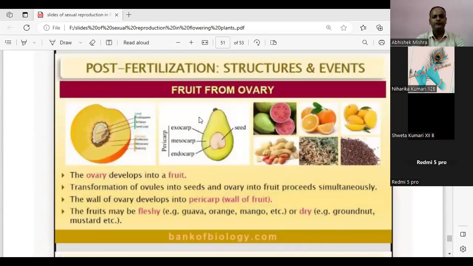Now, the fruit from ovary. This is the fourth post-fertilization event we are coming across. The ovary develops into fruit, definitely. And you can see, students, the 3 layers of the fruit. The 3 layers, exo, meso, and endo. Together, they are called pericarp. So the wall of the ovary, that is the wall of the fruit, is called pericarp, and the fruit may be fleshy, like guava, or dry, like groundnuts.